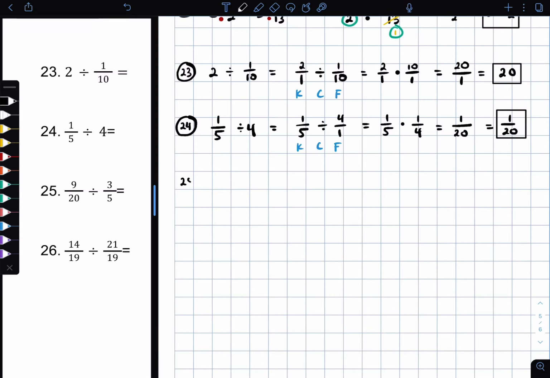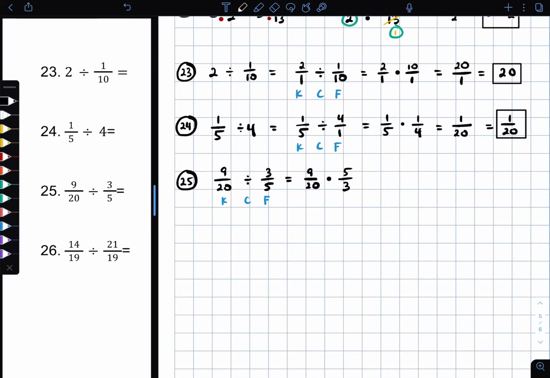Let's try 25. For 25, what do we have? We have 9 over 20 divided by 3 over 5. This one I like a little more because we don't have to rewrite anything. We can just keep, change, flip. We're going to Kentucky chicken fry it. So Kentucky means we keep it. Chicken means we multiply, or we change it. And we fry it, or we flip it upside down. So it's going to be 5 over 3.